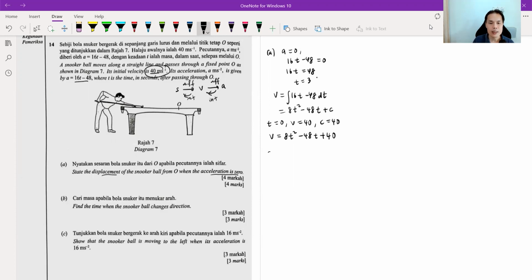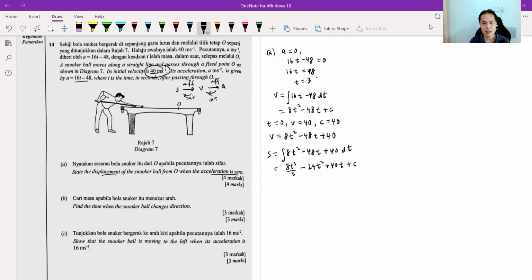Now next, we integrate one more time. The second time you integrate is to find the displacement function. I already got my velocity function, so I integrate velocity to get displacement. In this case, you get 8t cubed over 3. Then t squared, divide by 2, 48 divided by 2 is 24. This is 40t plus c.